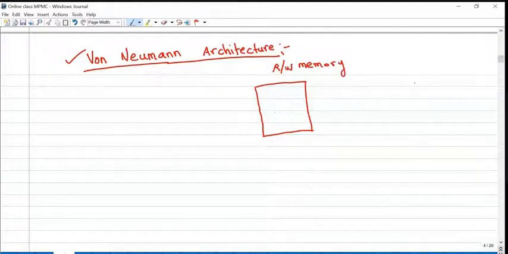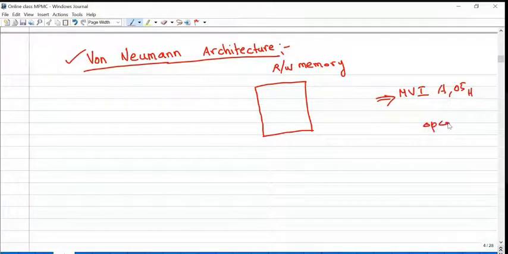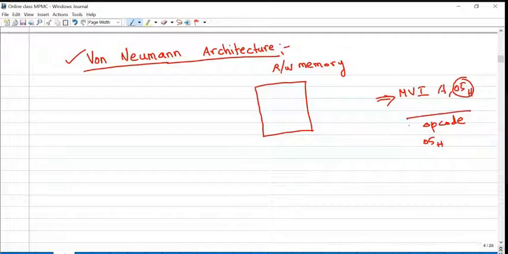For example, in yesterday's lecture, we discussed MVI A, 05H. To instruct this particular operation to the microprocessor, we need to store an opcode for move immediate A comma 8-bit data, and then this 8-bit data must be stored in the next immediate address location. Like this, we need to save in the memory.